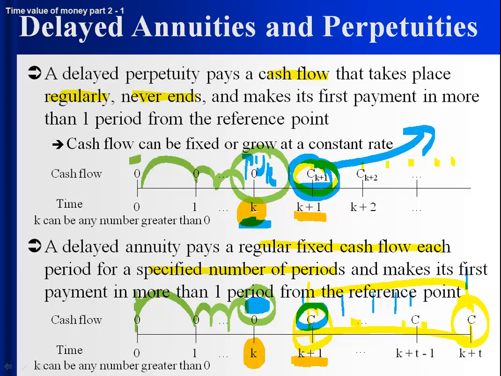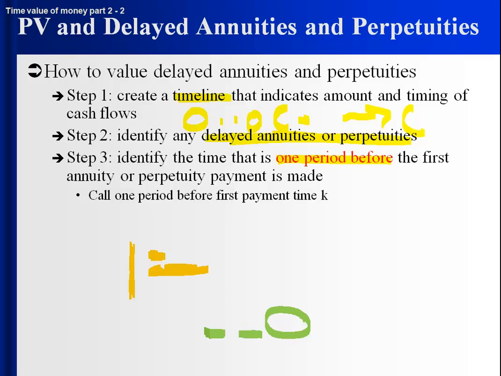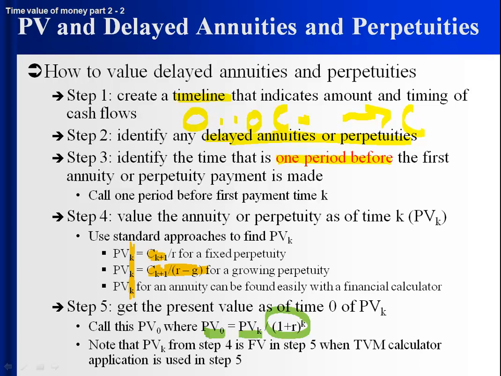Those are the basic 5 steps, and a timeline helps a lot in order to deal with delayed annuities and delayed perpetuities. There are your 5 steps, and that's it.